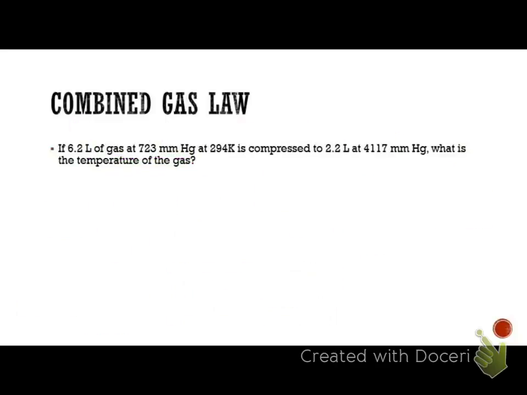Next one is 6.2 liters of gas. So that's going to be our volume, V1, at 723. That's going to be P1, and 294 K, T1. And it's compressed to 2.2, so that's V2, and a pressure of 4,117. What is the new temperature?